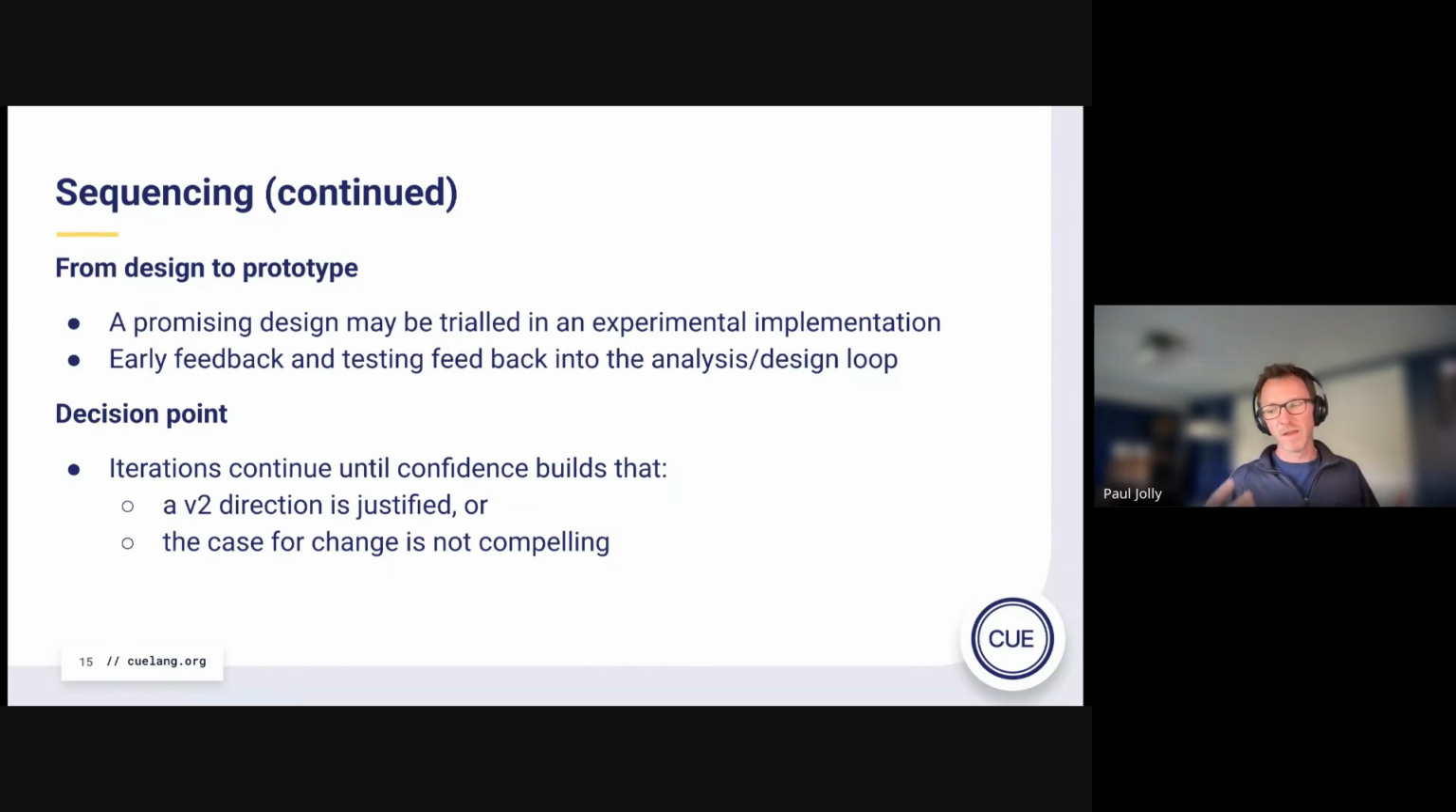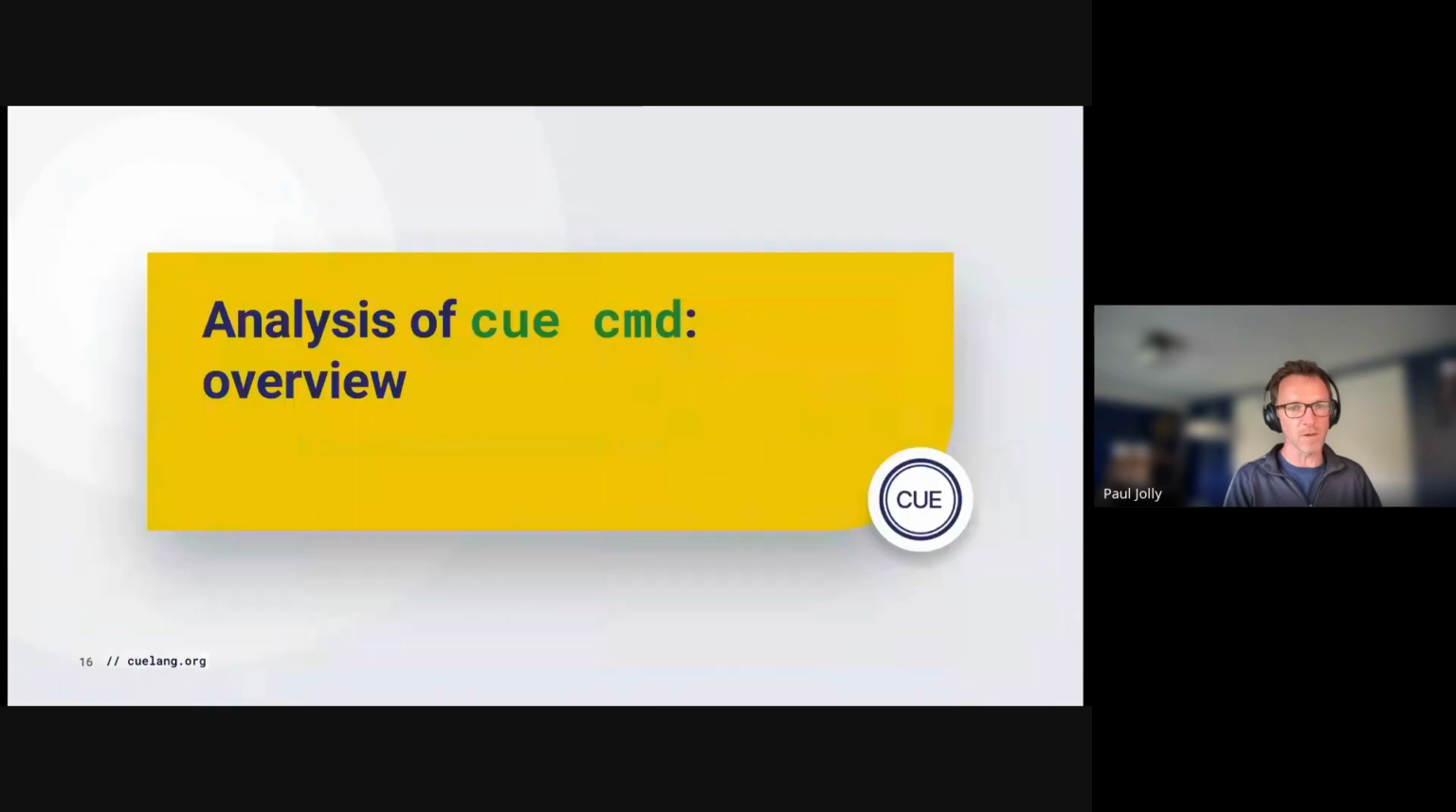Then we will naturally, I think, get to certain points in this iteration where we feel like it is a decision point: are we justified in what we're pursuing here with v2, or is it just really not that compelling? And as I said, we're not looking to prejudge that in any way.